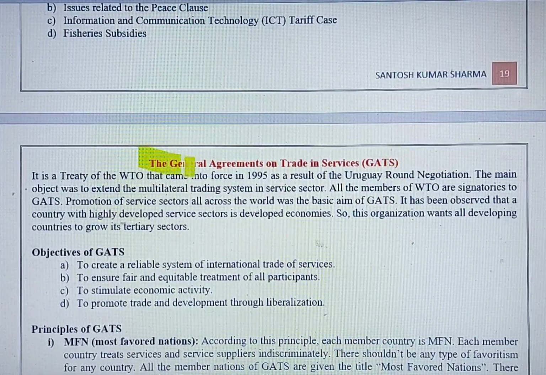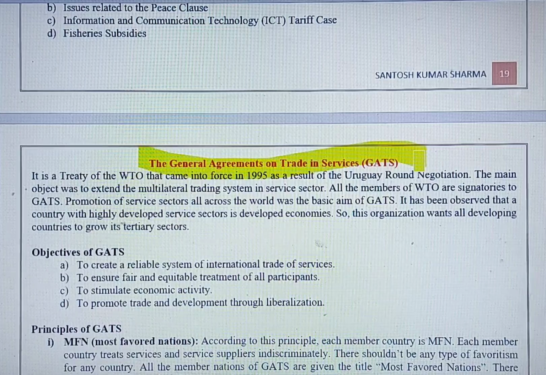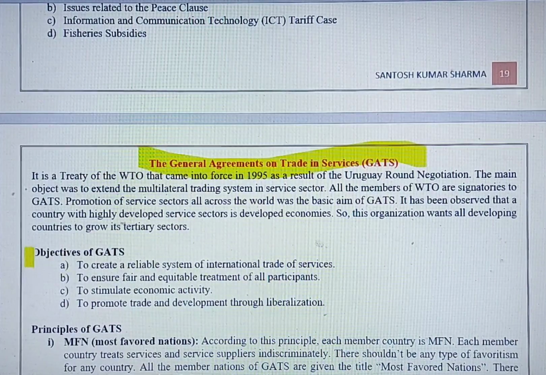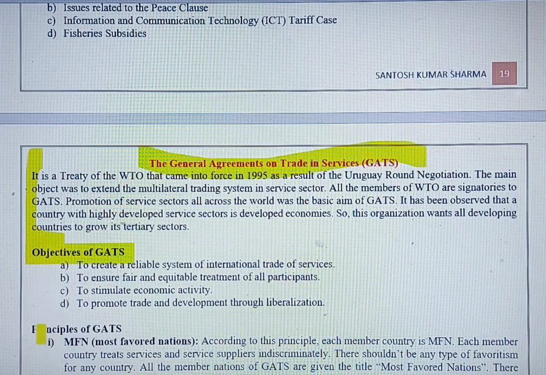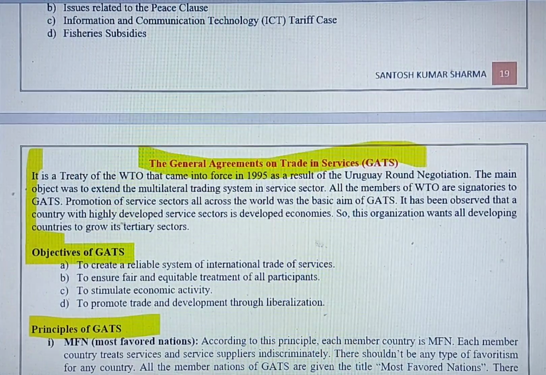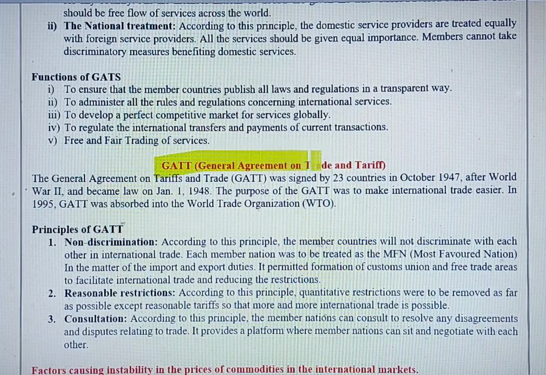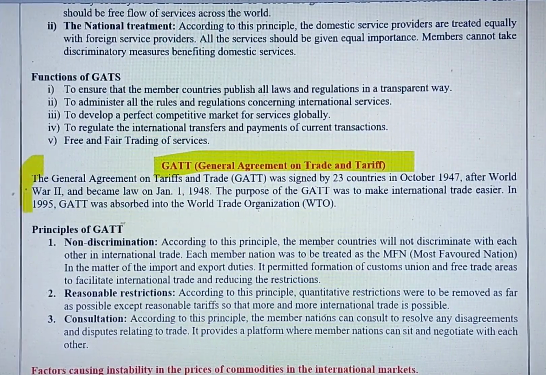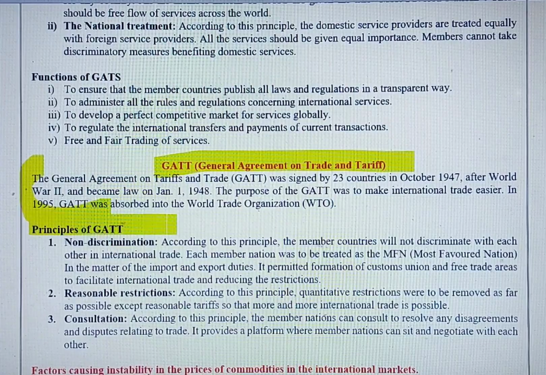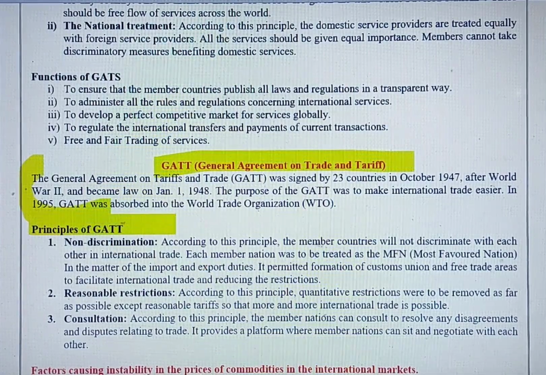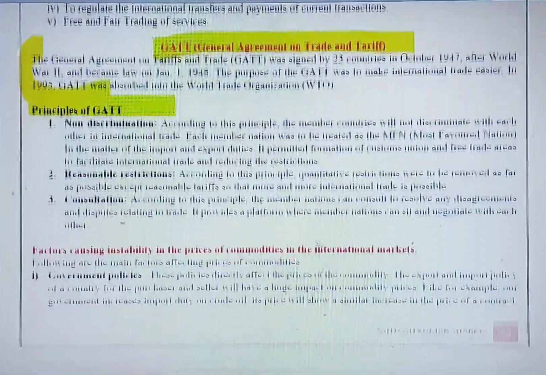Then the next question is on GATS, the General Agreement on Trade in Services: its important objectives, how it is formed, its composition and its basic principles or functions. Okay, again one more, GATT. That was GATS, this is GATT, the General Agreement on Tariffs and Trade: its composition, when it was formed, its important principles. So all these things you need to revise.